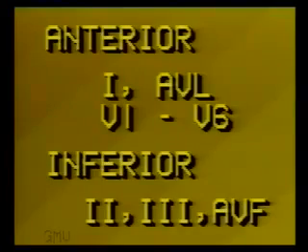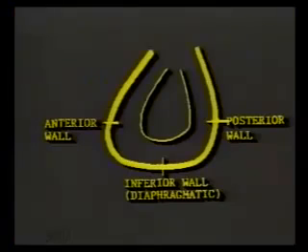This also means that in anterior wall infarction, leads 2, 3 and AVF will show the reciprocal changes of ST segment depression and tall T waves. And in inferior wall infarction, leads 1, AVL and the chest leads will show these reciprocal changes. To understand this concept better, let us view the heart from the lateral side. These are the anterior, inferior and true posterior walls.